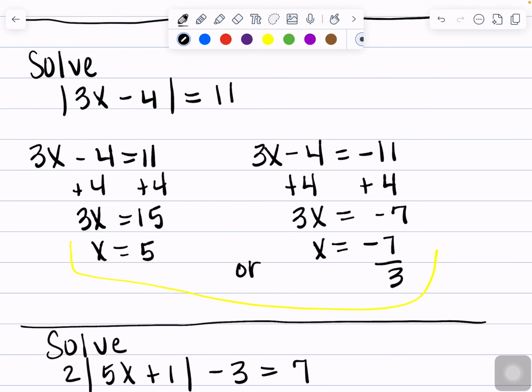Solve the absolute value of 3x minus 4 equals 11. We're going to set it equal to 11, and set it equal to negative 11. Only change the number on the right when you're doing the negative. Don't change what's inside. Okay, and solve.